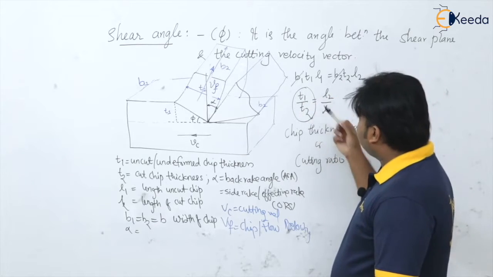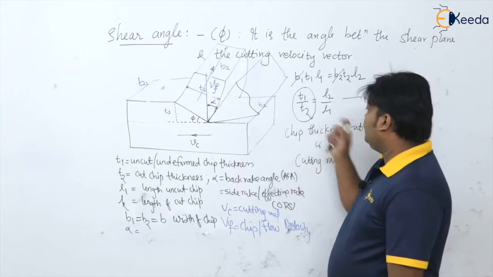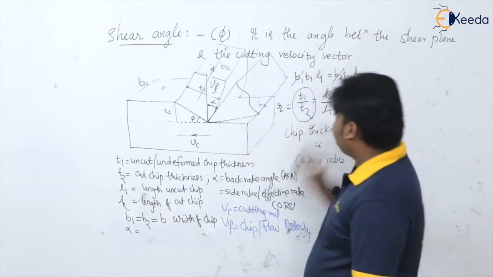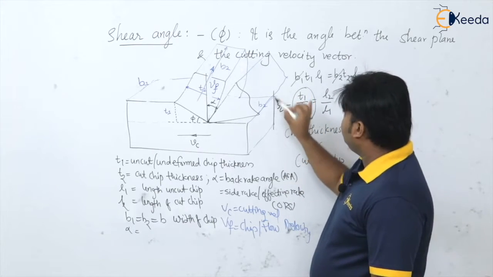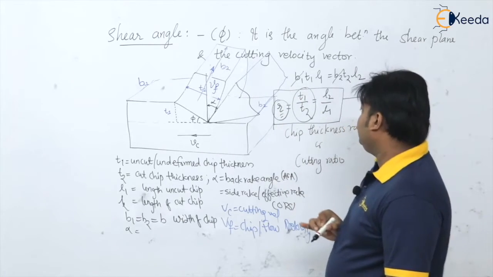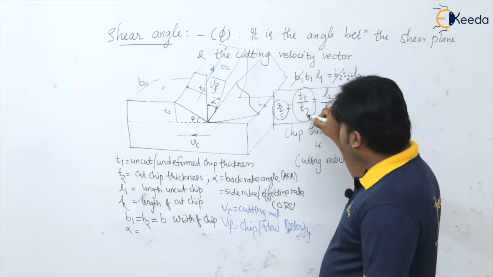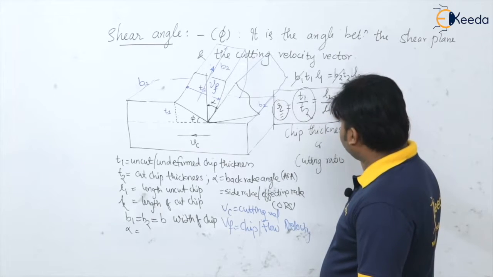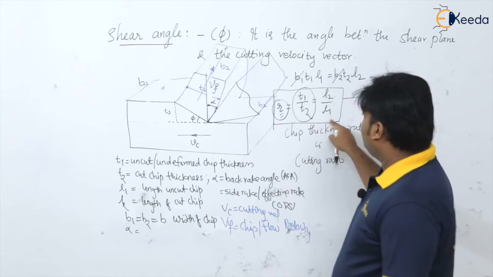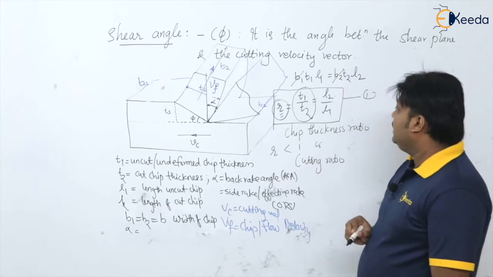Very important term. In many of the questions we are required this ratio T1 by T2, and it is represented by the small r. This T1 by T2 is nothing but our chip thickness ratio, which is equal to the uncut chip thickness divided by the cut chip thickness, which is equal to the cut length of chip divided by the uncut length of the chip. So definitely this r is always less than 1.